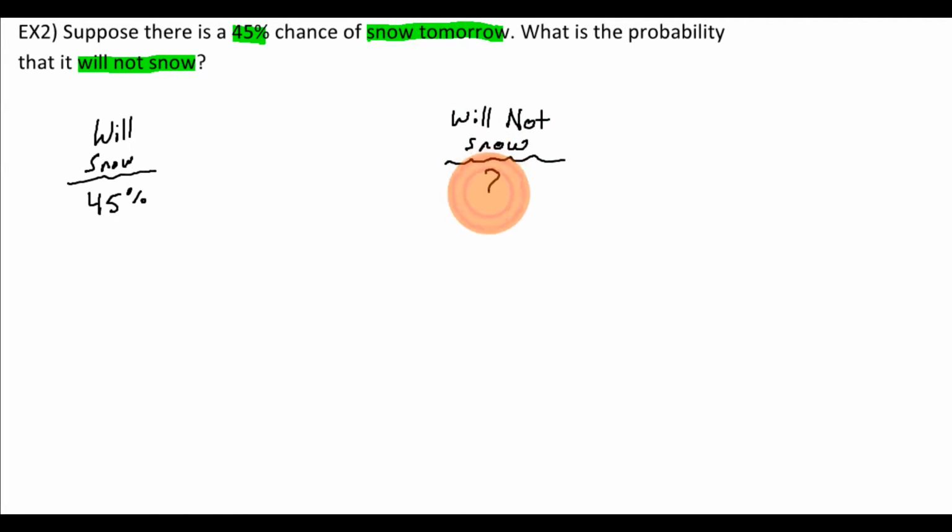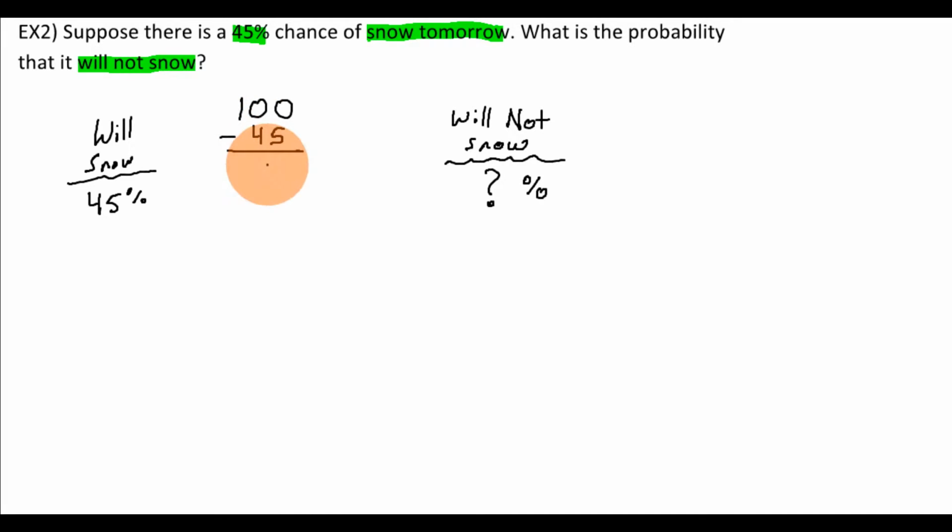Okay, well, I don't know what this value is right now, and that's what we're trying to find out. But what I do know is that the percent that it will snow, 45%, plus whatever percent this is over here for it not snowing, these both should add up together to equal 100. So what I can do here is take the percentage that it will snow out of 100, and I'll be left with the percent that it will not snow. So 100 minus 45, that's what I want to do. So take 100 and subtract out 45.